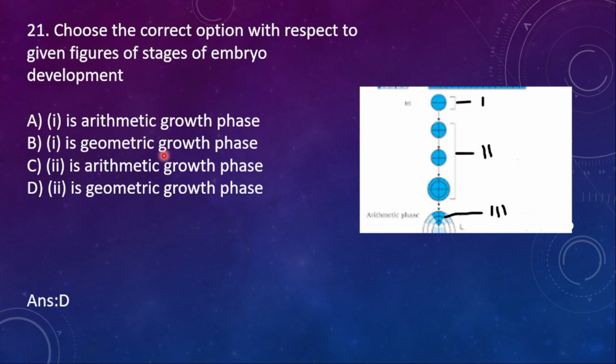21. Choose the correct option with respect to the given figure of stages of embryo development. This is the stages of embryo development. First one is arithmetic growth phase. Second one is geometric growth phase. This one is geometric growth phase. He is saying no, 2 is arithmetic growth phase. No. And then 2 is geometric growth phase. Yes, 2 is actually geometric growth phase.